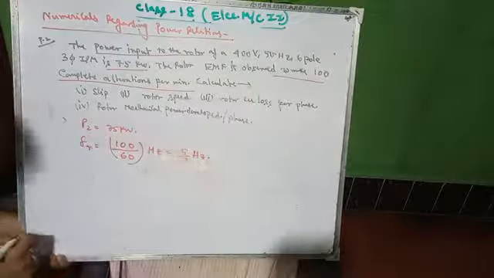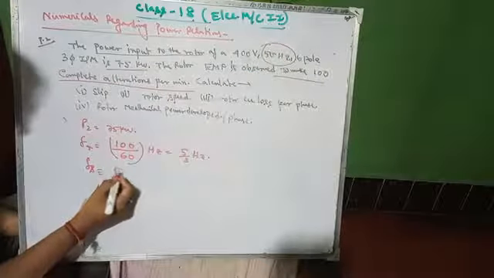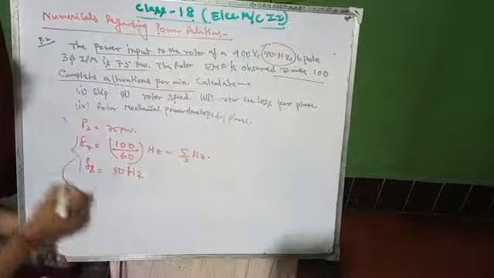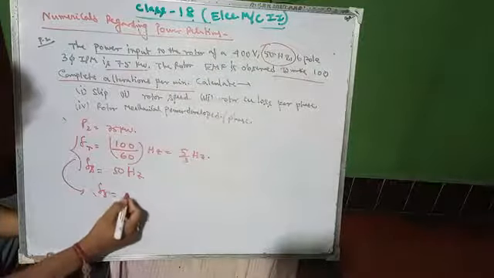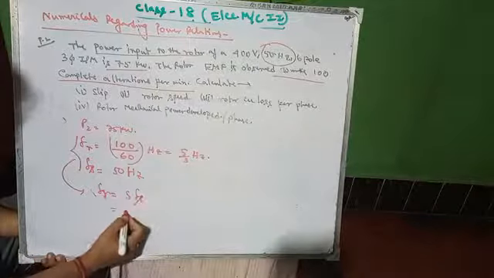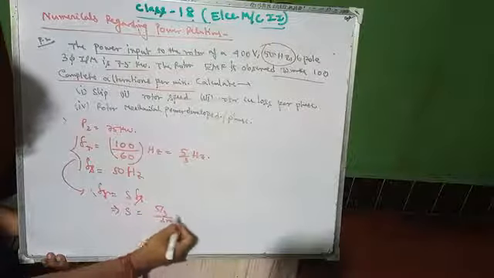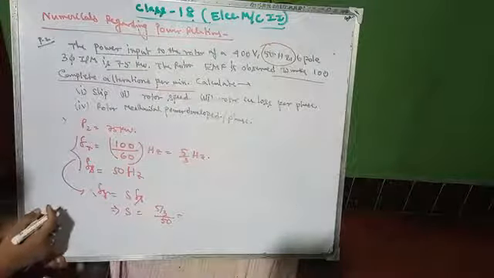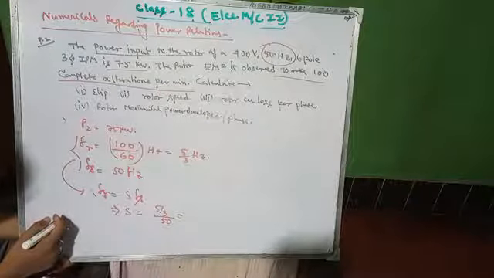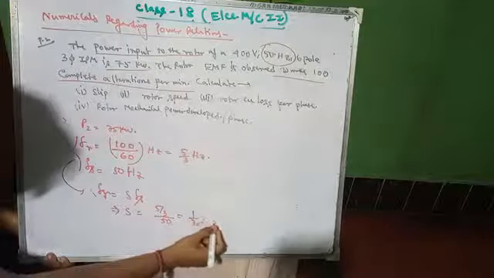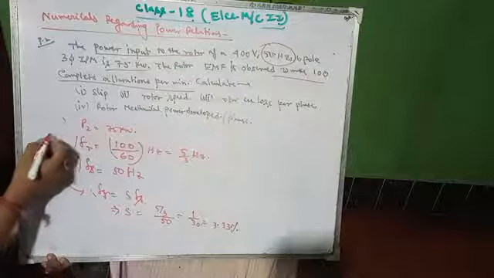Okay, so Fs is given, Fs equals 50 Hz. So from these two we can calculate the slip. Slip equals what? Because the relation is Fr equals S into Fs. So S equals Fr by Fs, that is 5 by 3 by 50. Slip equals 1 by 30, right? Which will be equal to 3.33%. Okay, so first answer is completed.